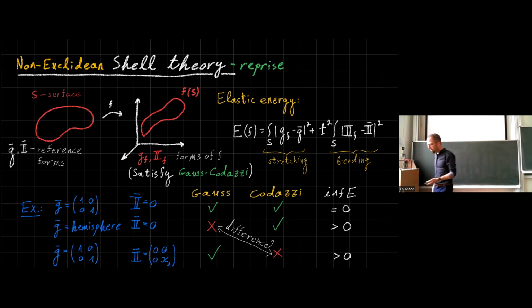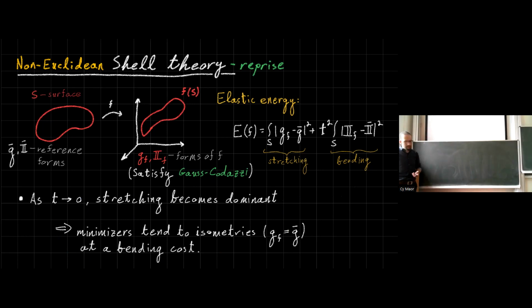So the first answer is no, in the sense that if you take t to 0, you always have that the stretching becomes dominant because this is rather small. So you always have that minimizers or minimizing sequences tend to isometries. So G_F tends to G bar, and you just pay whatever bending cost you pay among all isometries. Okay? And this is regardless of whether you violate Codazzi or Gauss.